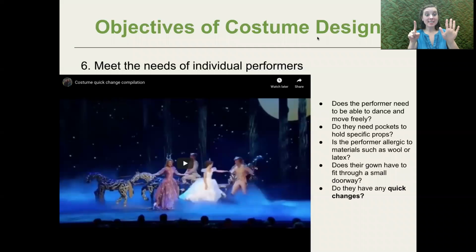Objective number 6, you need to meet the needs of the individual performers. So it's not just about how everything looks. It also has to serve all the practical uses that clothing serves. Not only does it have to keep them cool or keep them warm, depending on the needs, there also has to be all of these other needs that the performers may have.